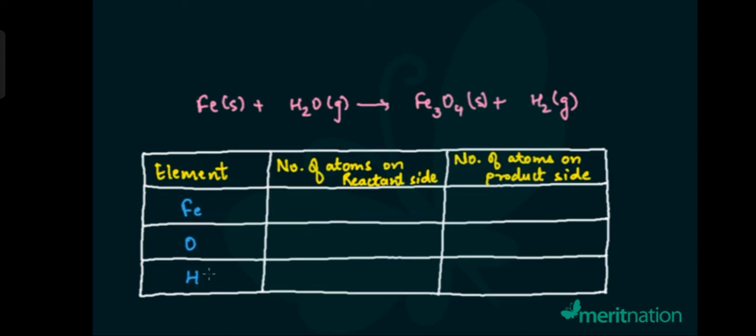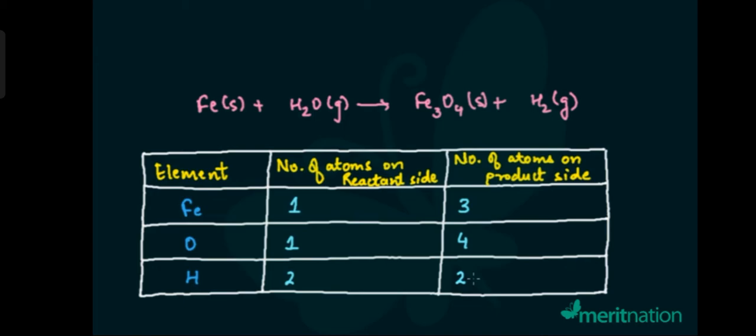Now the next step would be to list down the number of atoms of each element on reactant and product side. So for iron, on reactant side there is 1 atom, but on product side there are 3 atoms. Similarly for oxygen, on reactant side there is 1 atom, while on the product side there are 4 atoms. And lastly for hydrogen, on reactant and product sides there are 2 atoms each. Right. Now we can clearly see that iron and oxygen atoms are not balanced.